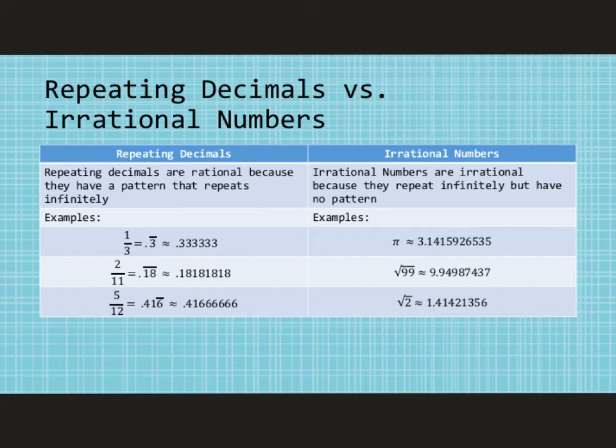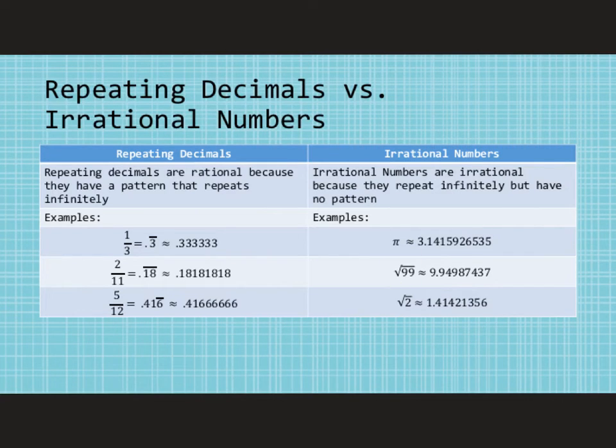So this is rational. 2/11 is 0.18 repeating. So notice there's 2 different numbers that repeat. That's okay. 5/12 is going to be 0.416 repeating. And notice, okay, there's a 4 and a 1 and then the 6 repeating. That's also okay. So if you have a calculator and you see that the things are repeating, you know that it's a rational number. But let's take a look at some irrationals over here.